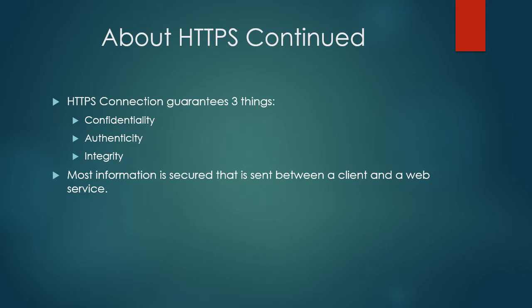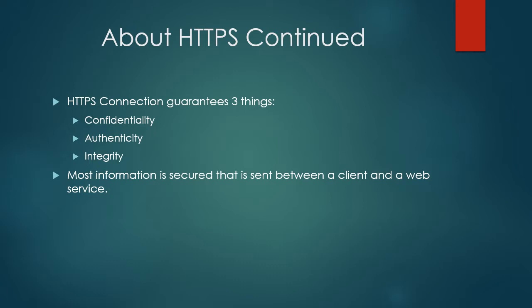The HTTPS connection guarantees three things: confidentiality, authenticity, and integrity. Confidentiality encrypts data, connection, and cookies. Authenticity is making sure it uses the real website, basically. And integrity means data being sent isn't messed with. You always want those three things when you're going through a website. You don't want your data and information being sent to the wrong person or somebody finding the wrong information about you. And most information sent between a client and a web service is secured.